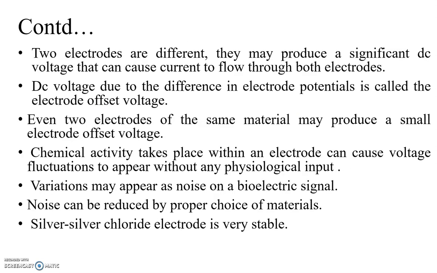If the two electrodes are different, they may produce a significant DC voltage that can cause current to flow through both electrodes and through the input circuit of the amplifier to which they are connected. The DC voltage due to the difference in electrode potential is called the electrode offset voltage. Even two electrodes of the same material may produce a small electrode offset voltage. The resulting current is often mistaken for a true physiological event.